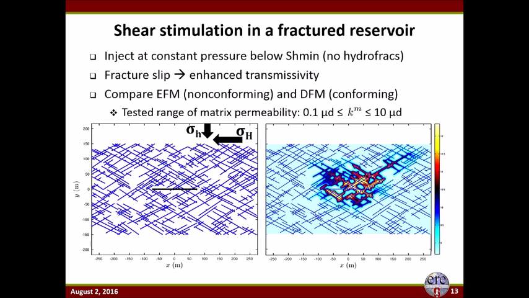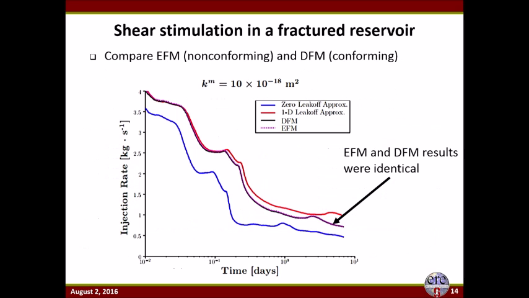There's no analytical solution for this type of problem, so we compared with a discrete fracture model approach with the conforming mesh. And overall, we found that with sufficient discretization, the embedded fracture model was able to capture the behavior quite accurately relative to the discrete fracture model. In this plot, it's just injection rate at constant pressure over time. And so these upticks that you see in the injection rate are related to the shear stimulation events as fractures slipped and their permeability was enhanced.